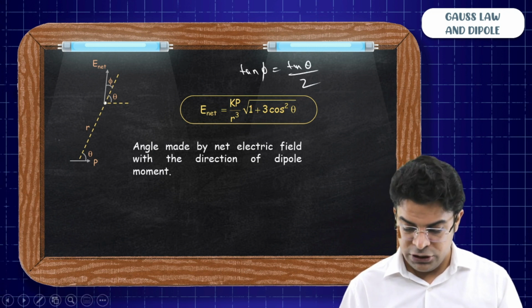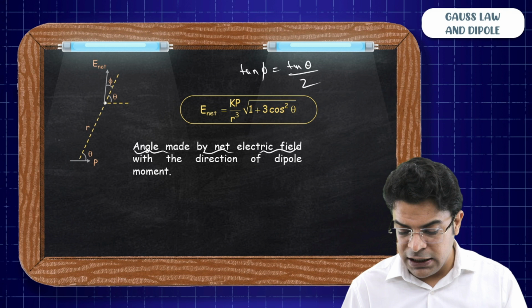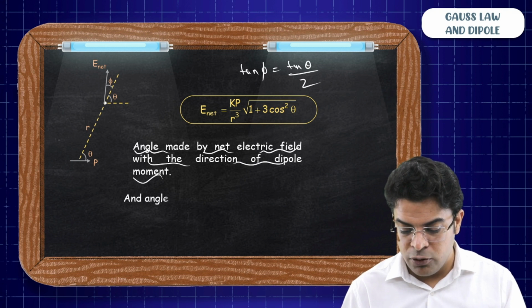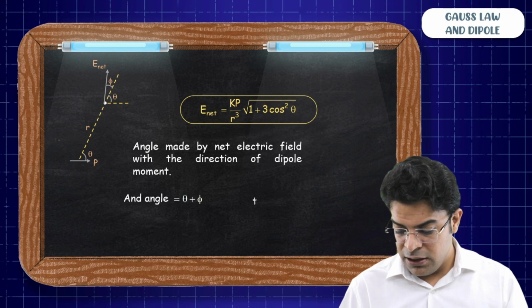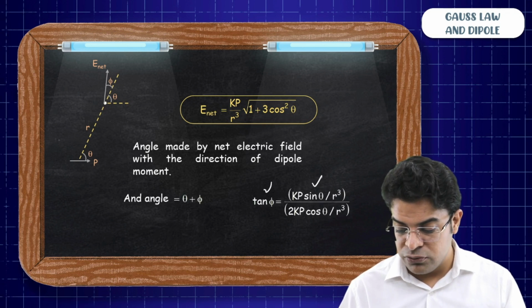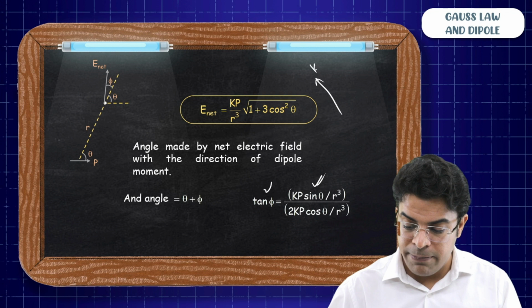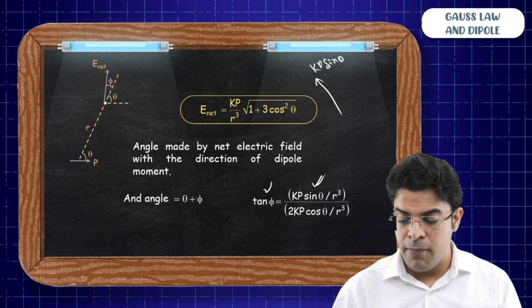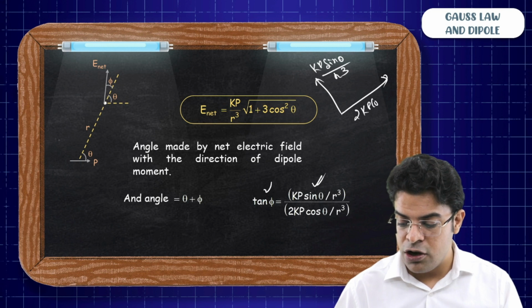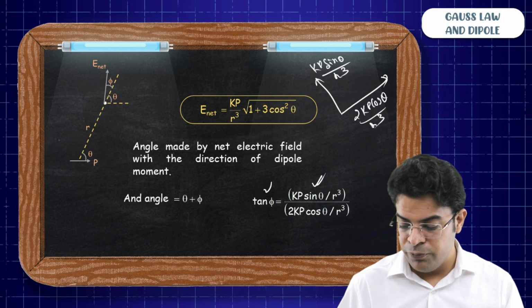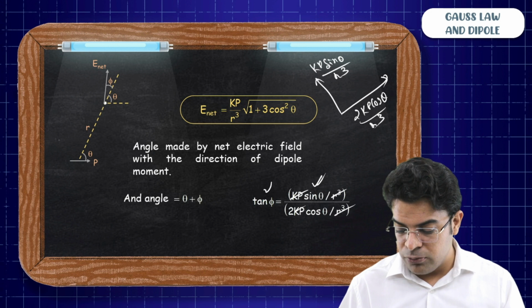Sir, how? See, the angle made by the net electric field with the direction of dipole moment is theta plus phi, where tan phi will be equal to this component kp sin theta by r cube upon this component which is 2kp cos theta by r cube. So this kp and r cube get cancelled.